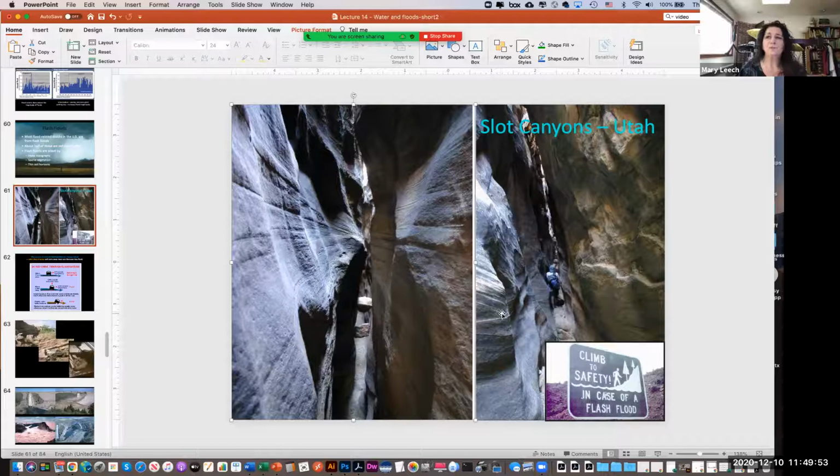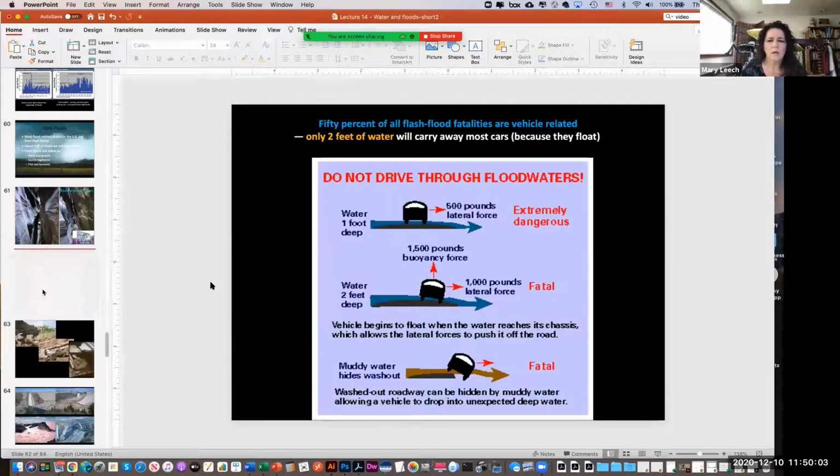And if you are in a place with a flood and a flash flood happens around you, climb to safety. Just get higher up. Don't try to cross any flood waters because you don't know how deep that water is, number one. Even if you think you do, you don't. Half of all the fatalities that happen in flash floods are related to people trying to cross in their cars. It only takes 2 feet of water to carry away most cars because they're kind of buoyant, and there's a lot of force that comes in the flash flood water.